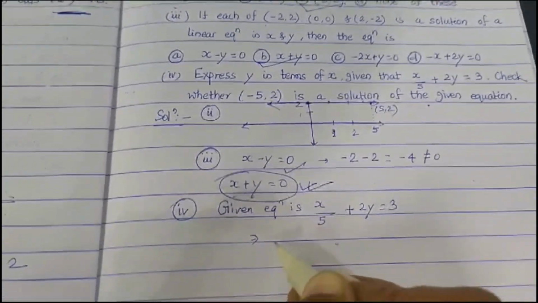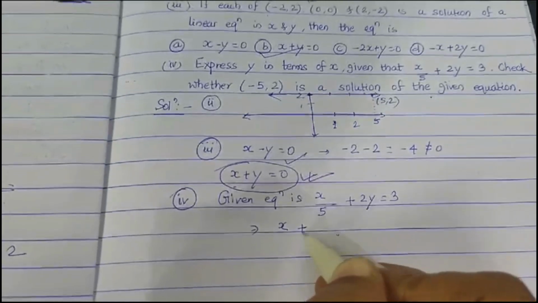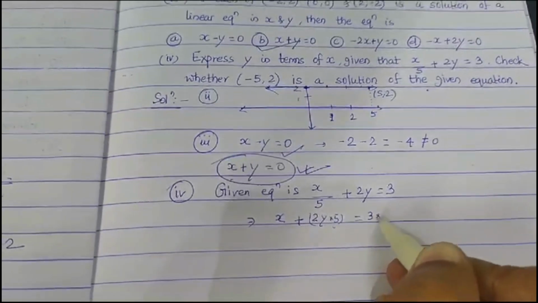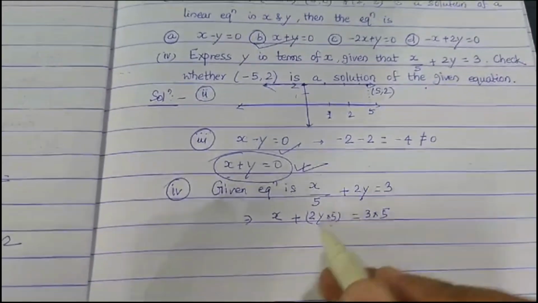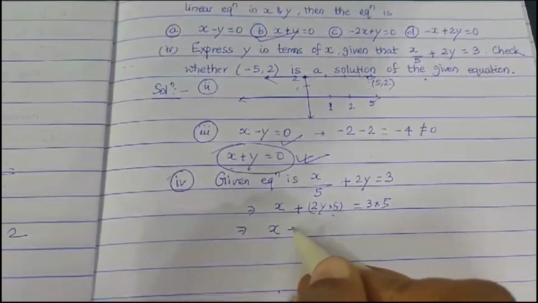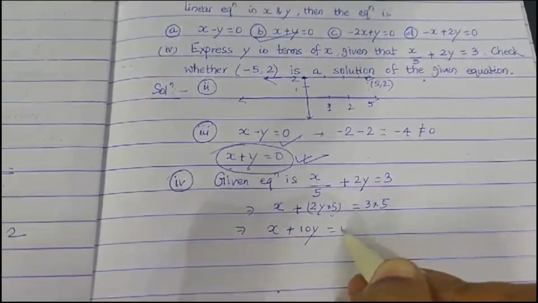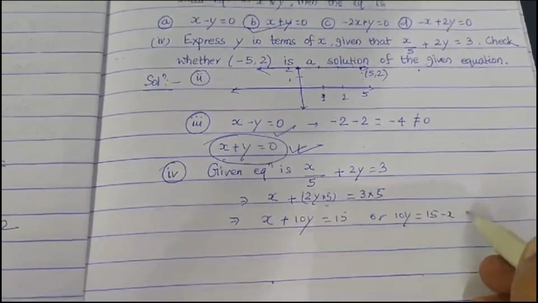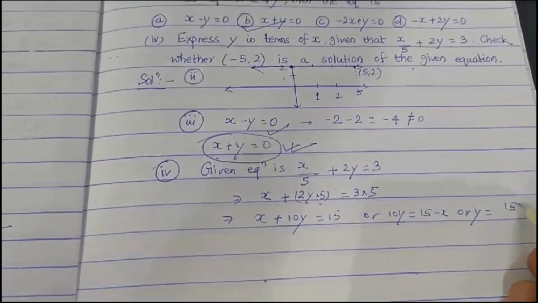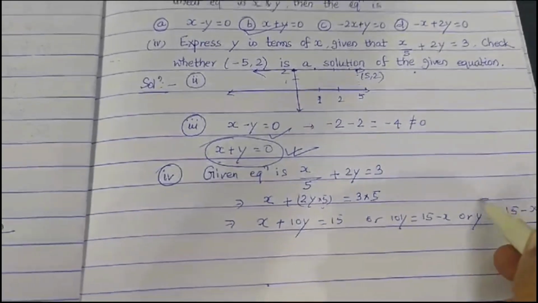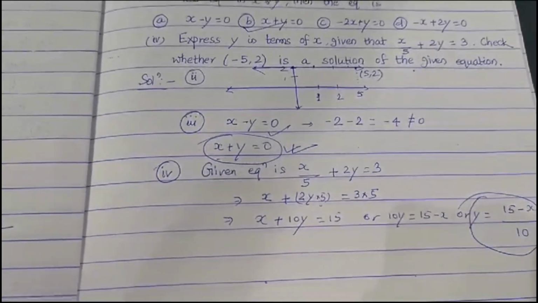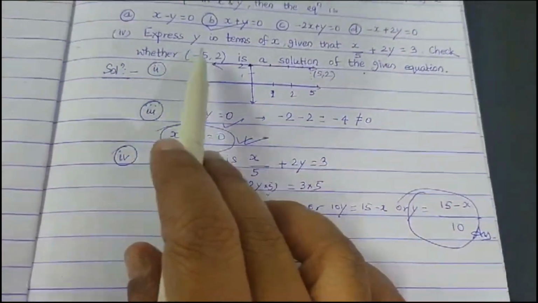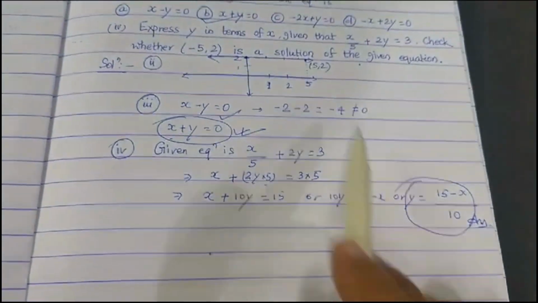We can write it as x plus 2y into 5 is equal to 3 into 5, multiplying both sides, or you take LCM, whatever you like. So this will be x plus 10y is equal to 15, or 10y is equal to 15 minus x, or y is equal to 15 minus x divided by 10. This was required. Y equal to 15 minus x by 10. This was required, y in terms of x.